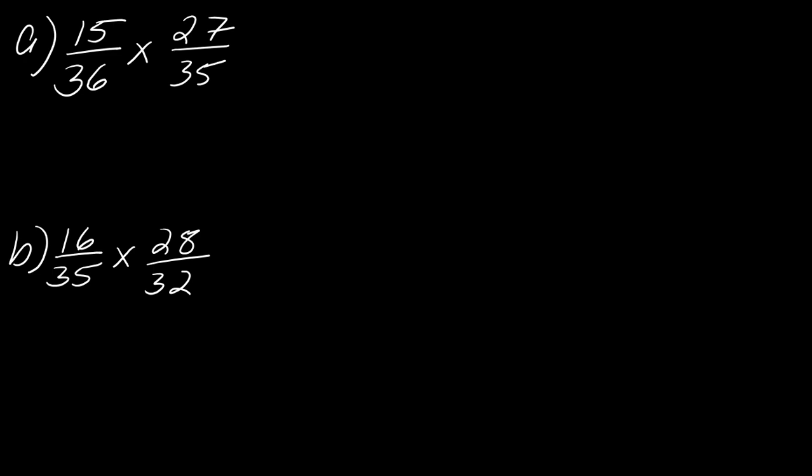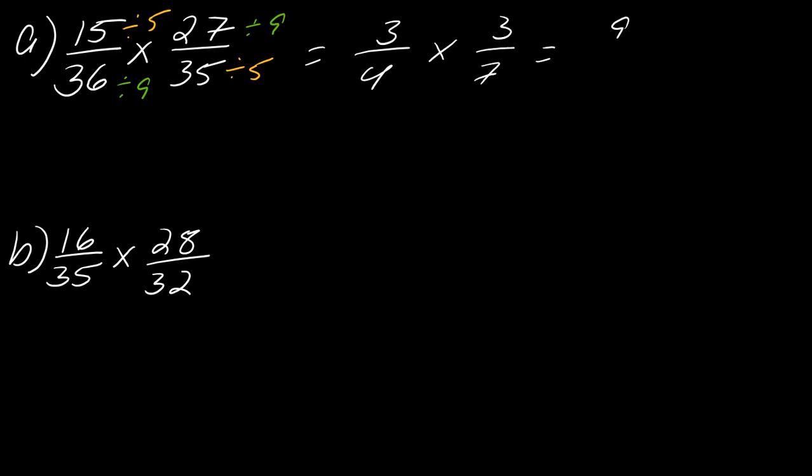Okay, so starting with A. Remember we talked about in the other video that you want to divide by whatever numbers kind of pop out to you. So between the 15 and the 35, I noticed that those are both divisible by 5. And then between the 27 and the 36, I noticed that both of those are divisible by 9. So now I can rewrite these as 3 over 4 times 3 over 7. And so now if I multiply straight across, I get 9 over 28.